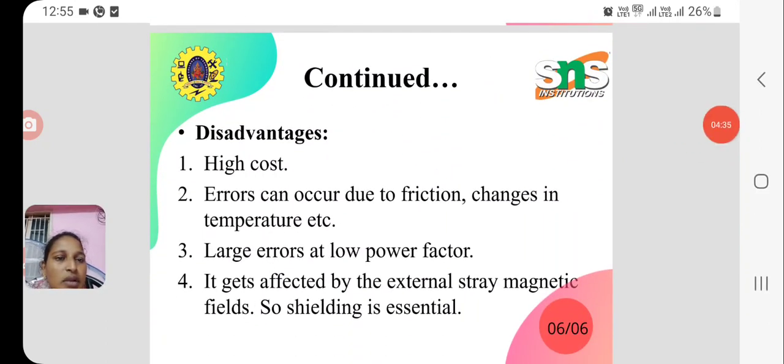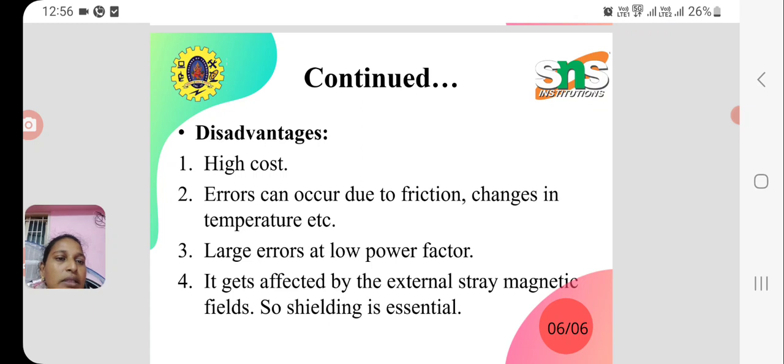Let's see the disadvantages. The main disadvantage is high cost because we are using two fixed coils, and also errors can occur due to friction and changes in temperature. These EDM wattmeters are highly sensitive to temperature, hence whenever there is a change in temperature in the environment, it will show a deflection corresponding to it, so it affects the reading also.